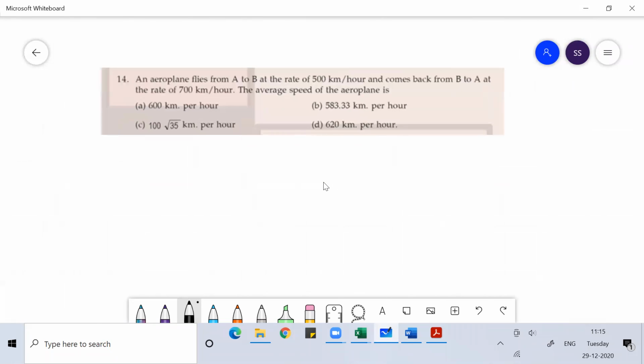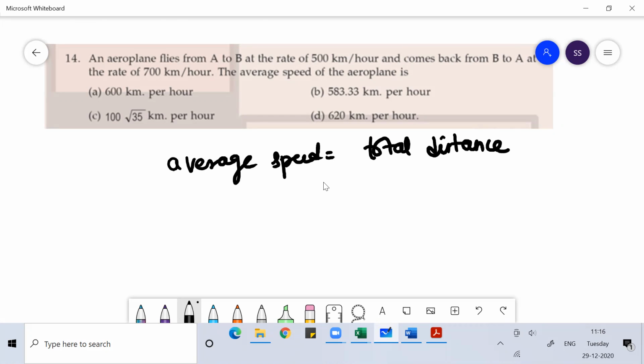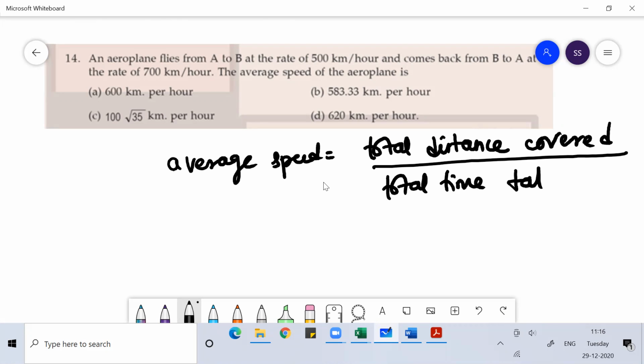So please understand this. An aeroplane flies from A to B at the rate of 500 kilometers per hour and comes back from B to A at the rate of 700 kilometers per hour. What is the average speed of the aeroplane? When I'm asking you the average speed, the formula you need to use is the total distance covered divided by the total time taken.